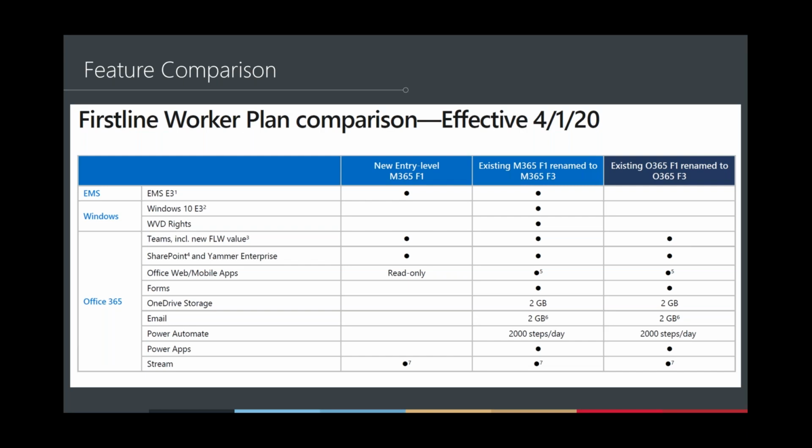Once you're stepping up from F1 to F3, Microsoft 365 F3 in the new world is actually exactly the same as Microsoft 365 F1 in the old world. Again, 2 gig of storage in OneDrive and in your inbox. So basically Microsoft 365 F1 has now become Microsoft 365 F3. And then there's a new suite called Microsoft 365 F1. You could argue, why don't they just rename it to something completely different? But they decided not to do that. And the existing Office 365 F1 has now become Office 365 F3.